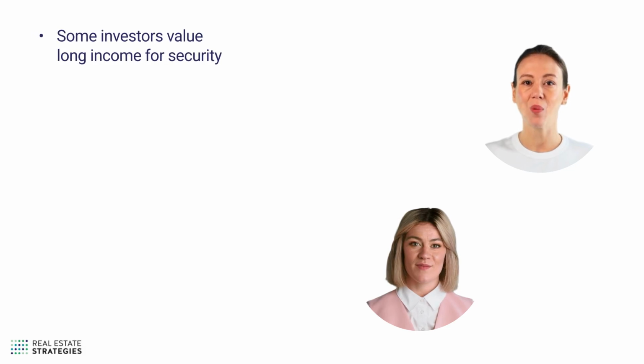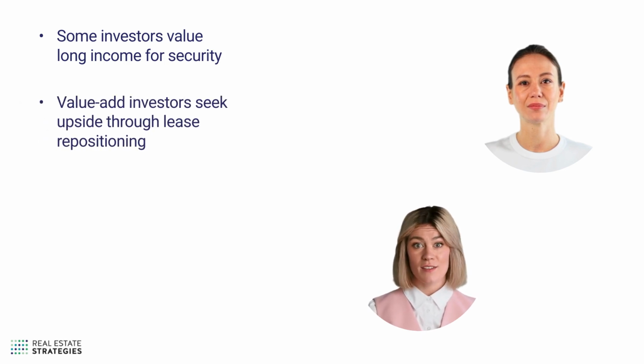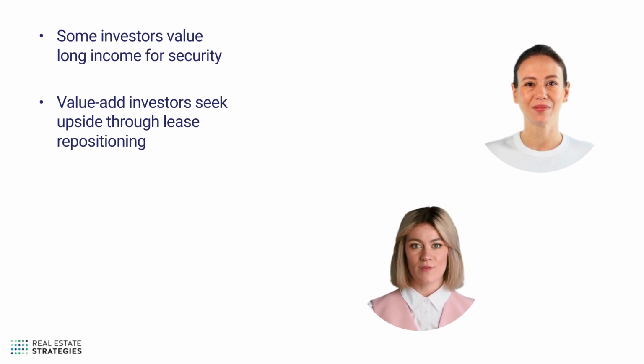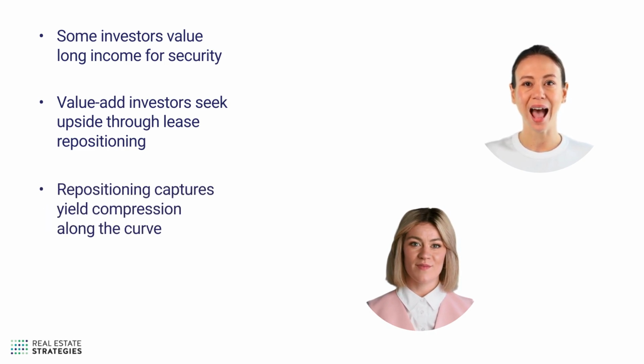Some investors will pay more for long income. They want security and duration. Others prefer short leases, especially if they're repositioning the asset. That's the classic value-add strategy. Buy a building with short leases or even vacant space, reposition it, lease it up, and then sell with a longer income stream. You're effectively moving along the yield curve, starting at the risky high-yield end and shifting toward the low-yield, long-income end, capturing the spread as value uplift.